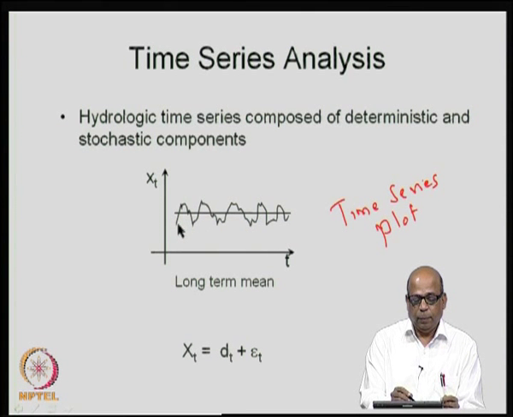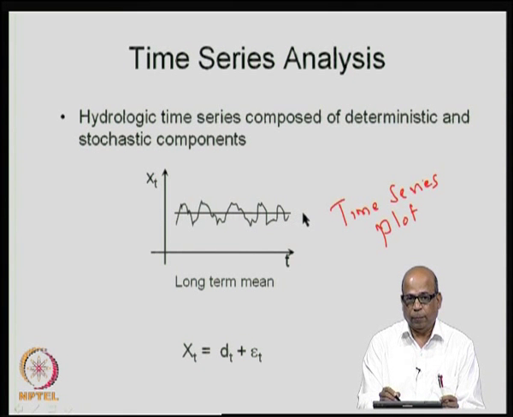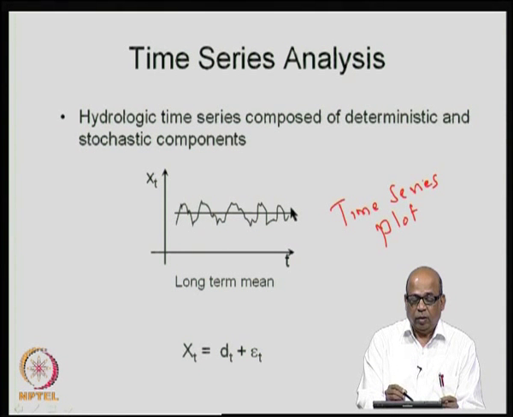As you can see here, if you take the long term mean, which remains constant, the values are fluctuating around that long term mean randomly. So, there is a random fluctuation of the observations around the long term mean. Not only the long term mean, there may be several such deterministic numbers or deterministic parameters or movements around which the values may be fluctuating.